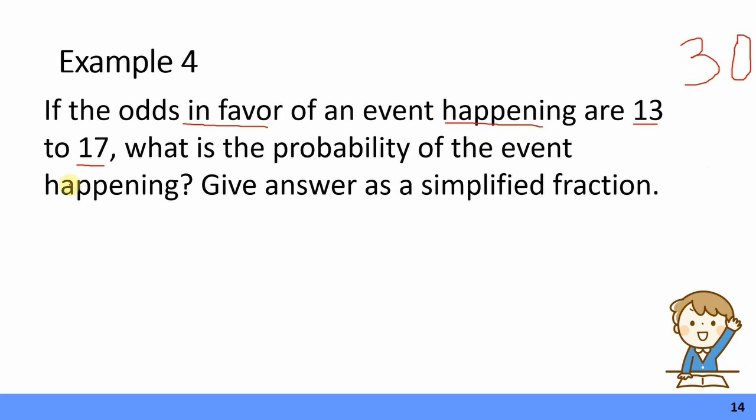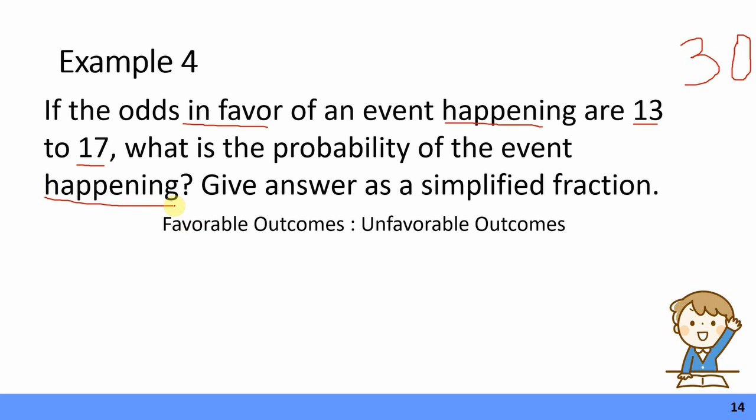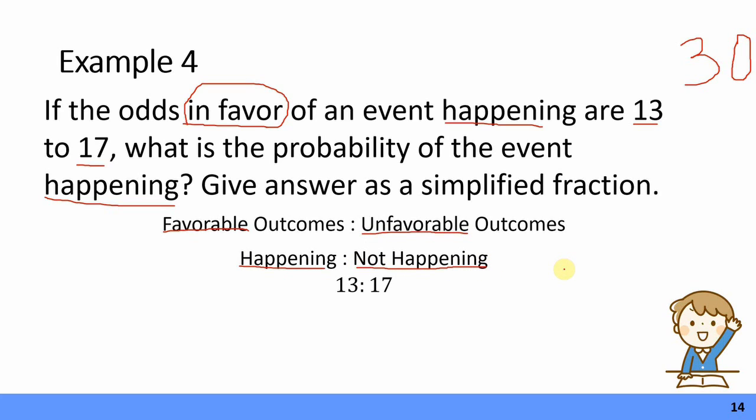Now, what is the probability of the event happening? So when we're talking about odds in favor, because this gives it away right here, odds in favor, that means that the first number is favorable and the second number is unfavorable. So in this scenario, the first number represents that the event is happening, and the second number represents the event is not happening. So in our example, the 13 represents that the event is going to happen, and 17 that the event is not going to happen.